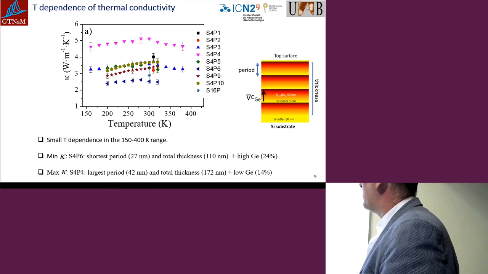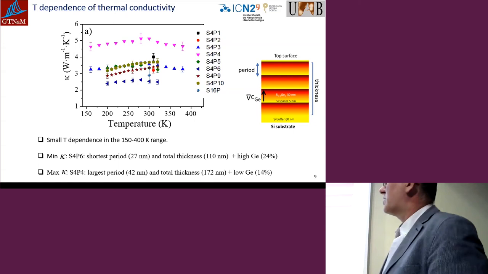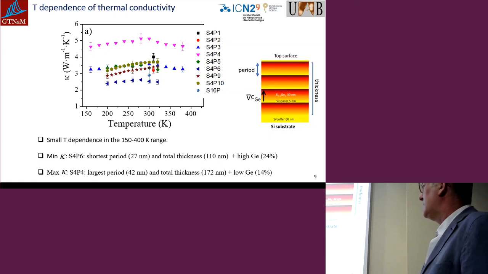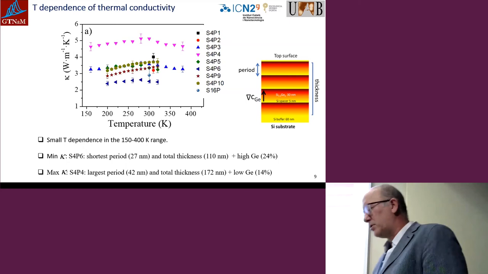This is the superlattice with the shortest period, 27 nanometers, with a low thickness, 110, and with a high germanium content. So at the end, this is telling you that these three parameters have influence on the thermal conductivity: high germanium content, low thickness, and short periods. They result in low thermal conductivity in our samples. This is qualitative, of course.